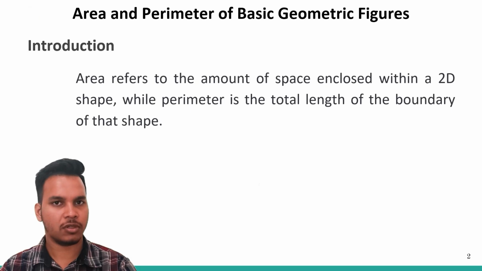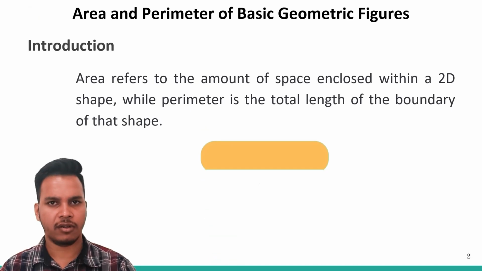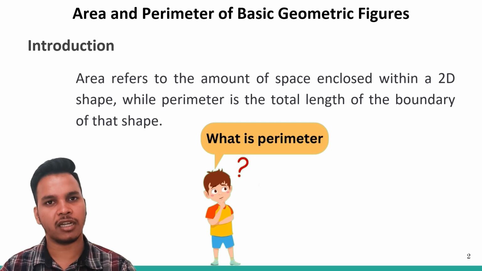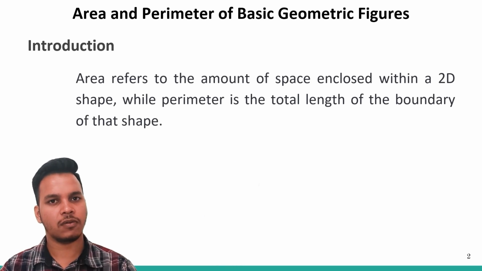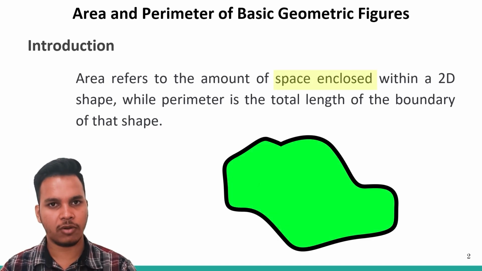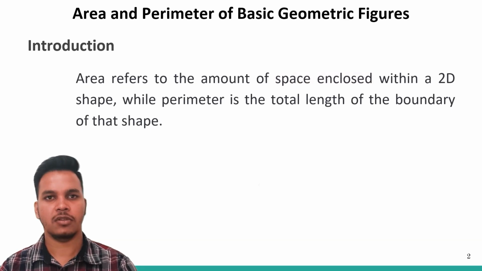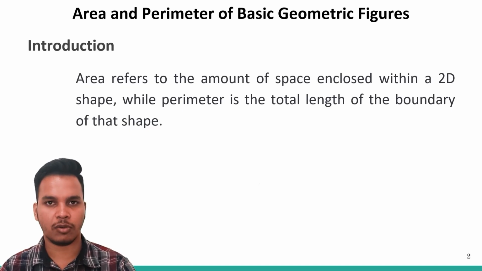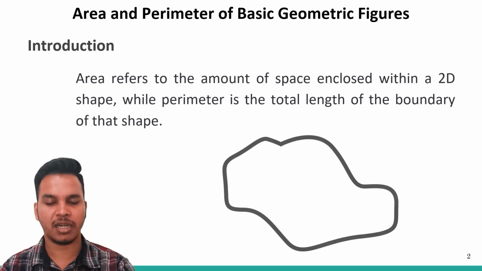So what is area and what is perimeter? These are the main terms involved in the title of this topic, right? Area is the amount of space enclosed within a 2D shape. We have to define each term here. So what is enclosed? Enclosed is nothing but closed, so the shape must be closed.